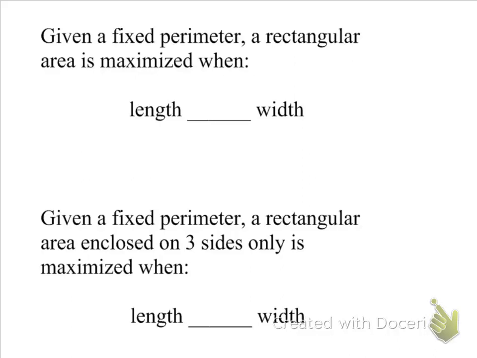Okay, for our optimization summary, we're going to start with a fixed perimeter, and it's going to be a rectangular area that we want to maximize. So this happens when the length equals the width. In the scenario when you have a fixed perimeter with an area enclosed only on 3 sides, and we want to maximize that area, then the length will be equal to 2 times the width. And I'll show an example of both of those.